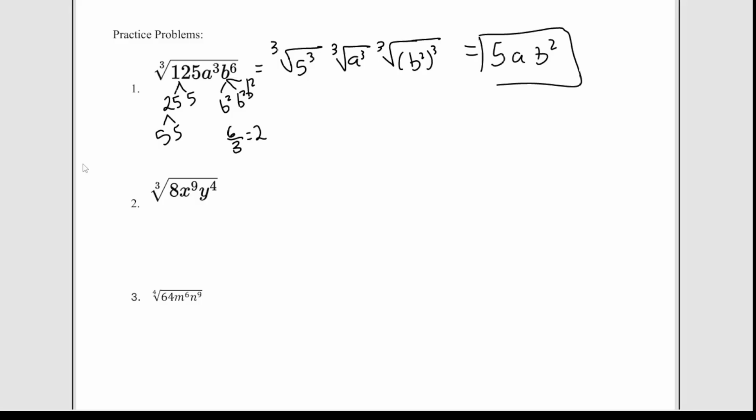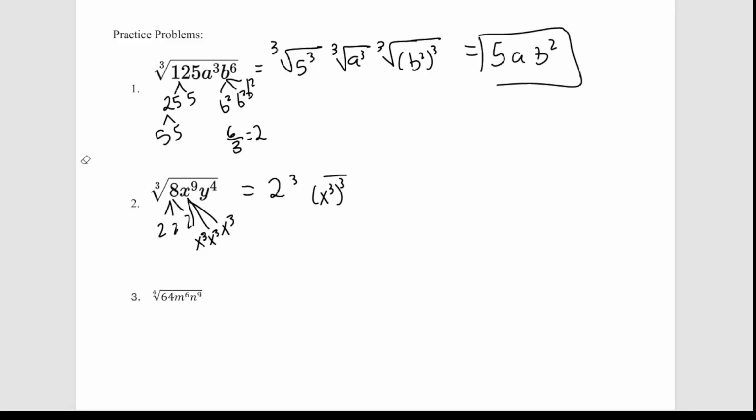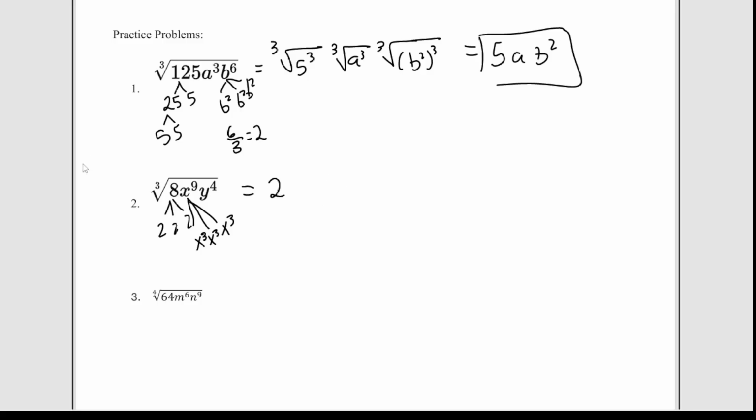Now this next one is a good example where not everybody is going to break out in front of the root. For the 8, 2 times 2 times 2 does indeed give me 8, so the 2 is going to go in front of the root. For x to the 9th, x to the third times x to the third times x to the third will give me x to the 9th, because you end up adding up all the exponents. If you want to think about it more formally, what you have is the cube root of x cubed cubed. But at the end of the day, what are you left with? An x cubed.